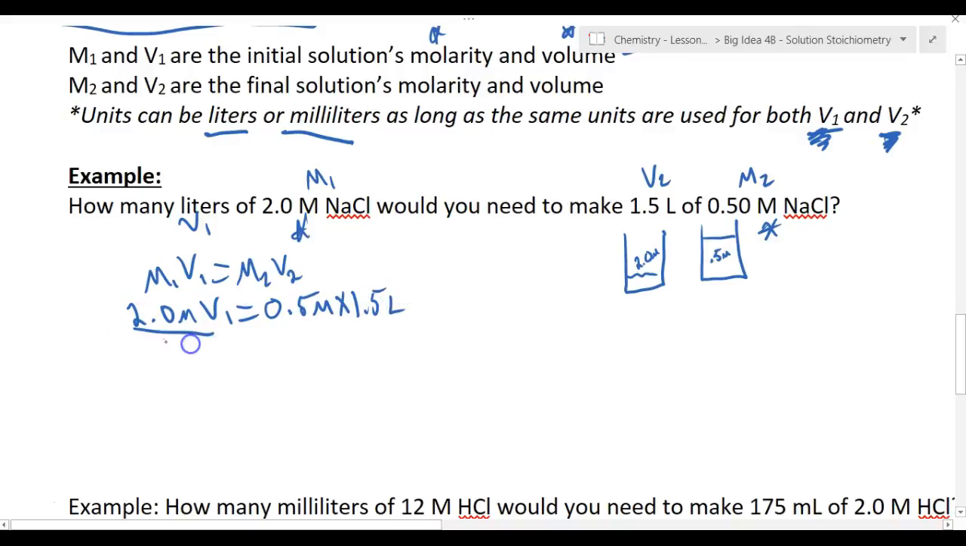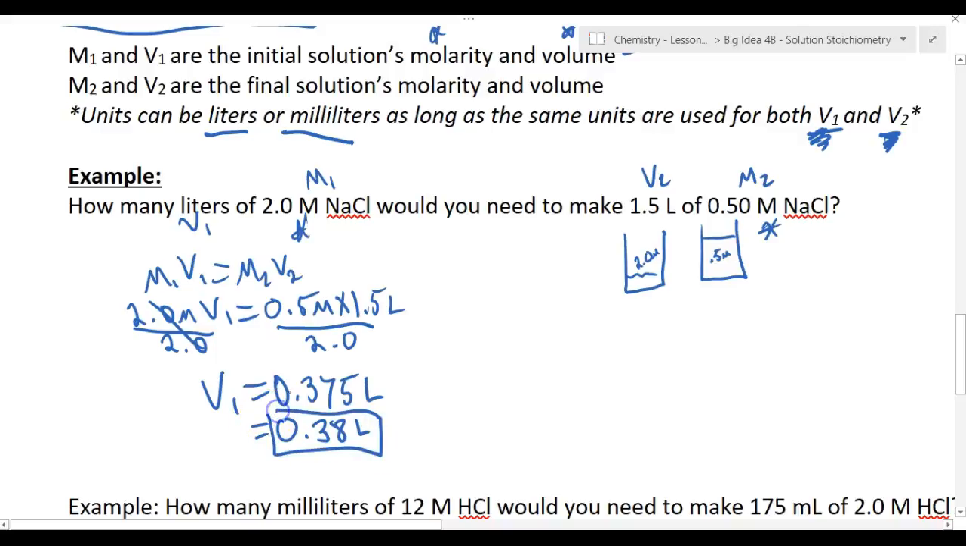So if you divide both sides by 2.0, that'll cancel out over here, and you get V1 is equal to 0.5 times 1.5 divided by 2.0. And what you end up getting is V1 is equal to 0.375 liters. After sig figs, it should be 0.38 liters. Alright, so that's our final one.